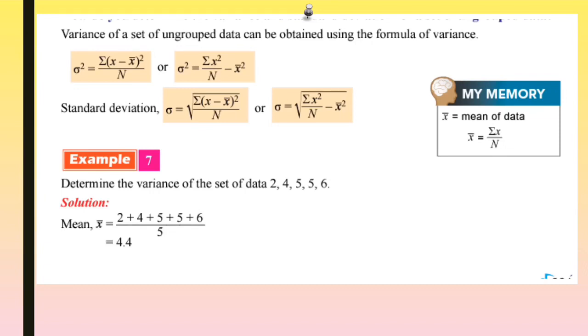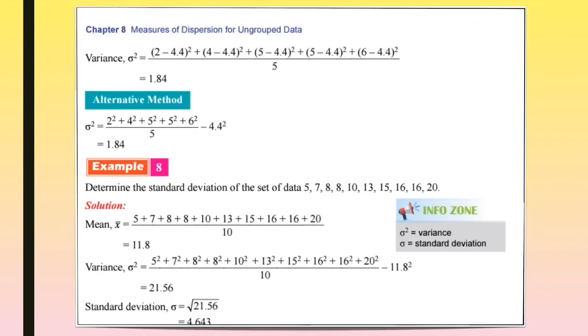Okay, after you got the mean, then we will substitute into the formula. We will choose the first formula. The first formula is you take the data, then you minus the mean. That means you take 2 minus 4.4, you square, plus 4 minus 4.4 and square, plus 5 minus 4.4 and square, plus 5 minus 4.4 and square, and finally 6 minus 4.4 and square, over total number of data, which is 5. So your answer is 1.84.